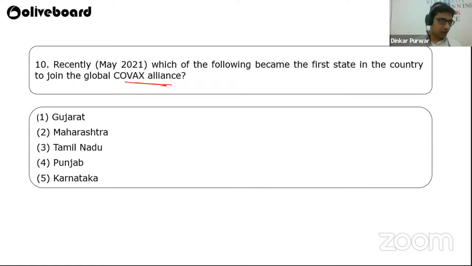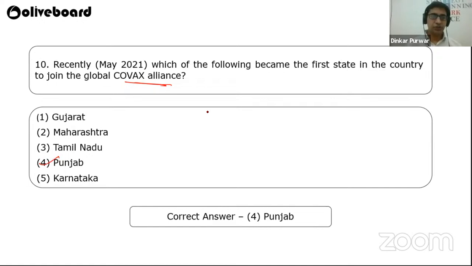The answer of this question is Punjab. So Punjab has become the first state in the country to join the Global COVAX Alliance.